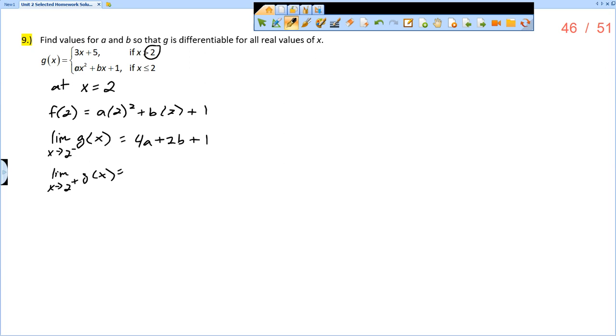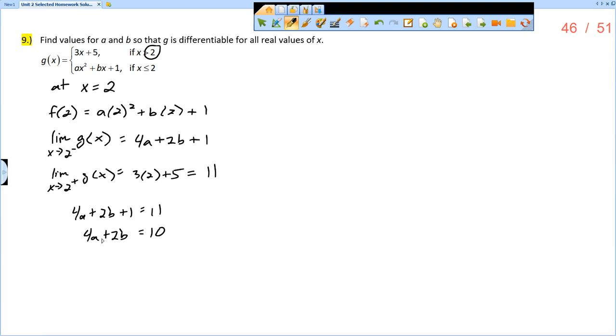All right. And so what is the limit as x approaches 2 from the right? We plug 2 into the top piece. So 3 times 2 plus 5. So 6 plus 5 is 11. So in order for this thing to be continuous, we need 4a plus 2b plus 1 to be equal to 11. Or you could say 4a plus 2b equals 10.